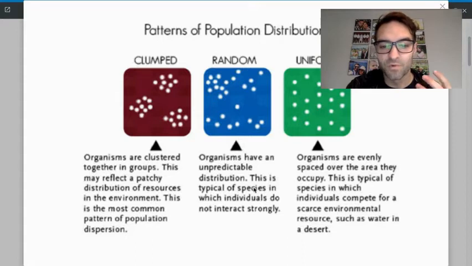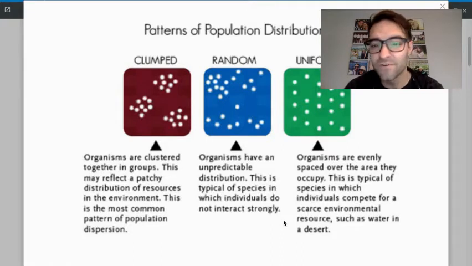Or there's more random and unpredictable distribution. And as it says here, this is typical of a species with individuals that do not interact strongly. So they're really not looking to benefit from one another. They're not looking to necessarily harm one another. So they just kind of do their own thing. And then there's uniform distribution where organisms are evenly spaced out through the area.